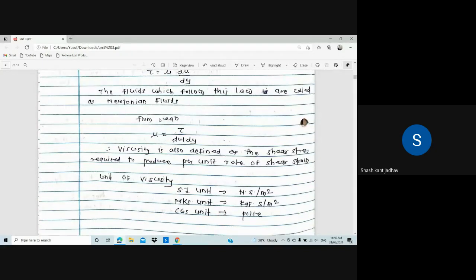Okay, write down the units of viscosity. SI unit Newton second per meter square. MKS unit kgf second per meter square. CGS unit is poise.